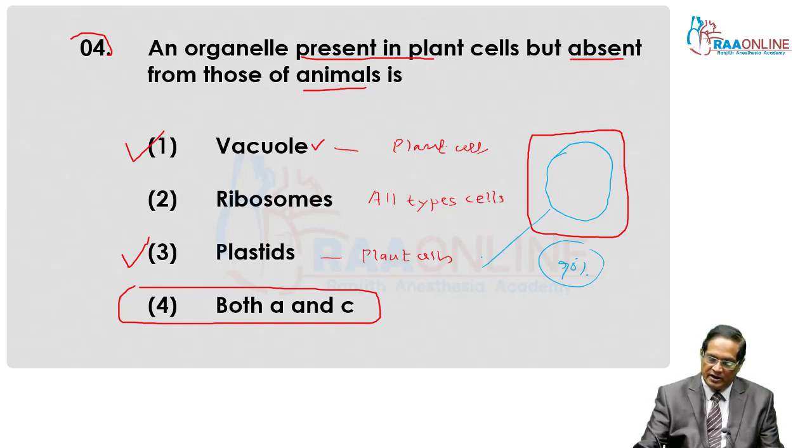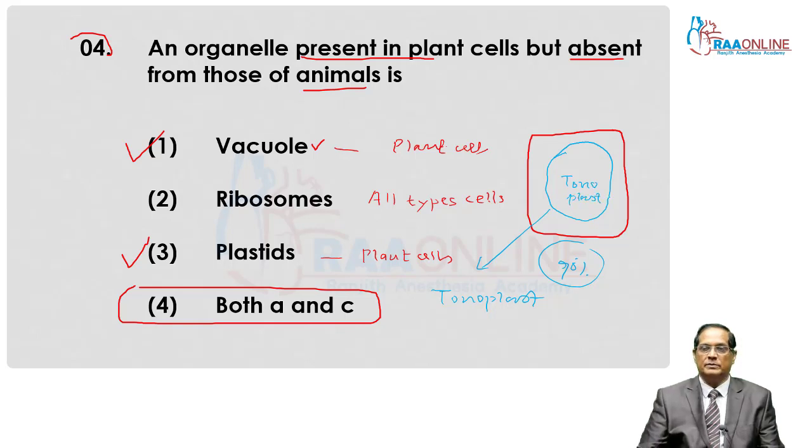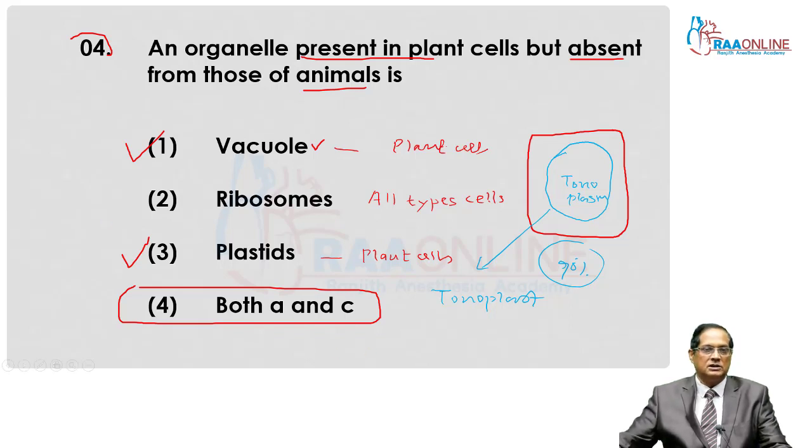And this is the covering of the central vacuole, known as tonoplast. The covering of the central vacuole is known as tonoplast, and within the vacuole tonoplasm is present. Tonoplasm is also called cell sap. So the answer of question number 4 is 4.